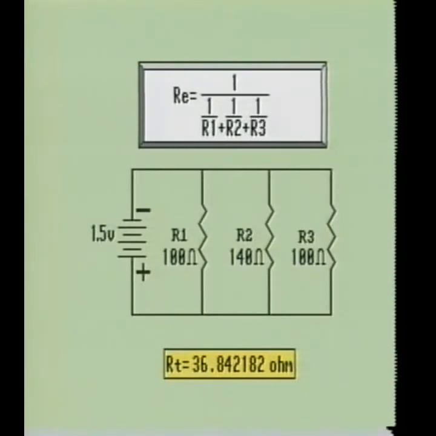But we could have also used the formula: the reciprocal of R1 plus the reciprocal of R2 plus the reciprocal of R3 divided into 1. Using this formula, our numbers become 1 over 100 plus 1 over 140 plus 1 over 100 divided into 1. This then converts into 1 over 0.02714. When calculated out, it also gives us a value of 36.842182 ohms.